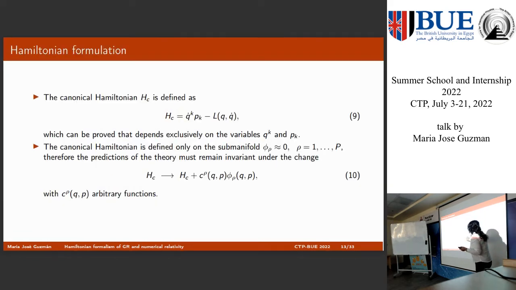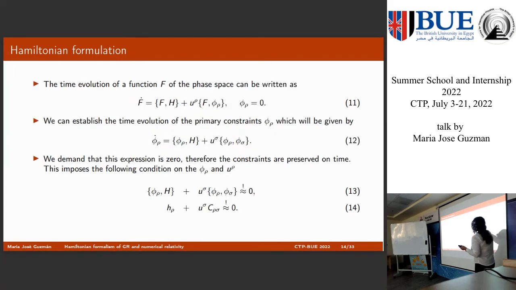I'm changing the notation a bit here. These are functions depending on the momenta and the coordinates, and I need this equation to be satisfied. I'm imposing that this equation is zero. This matrix is not the Hessian matrix that I showed you before. It is a matrix formed by Poisson brackets between primary constraints.